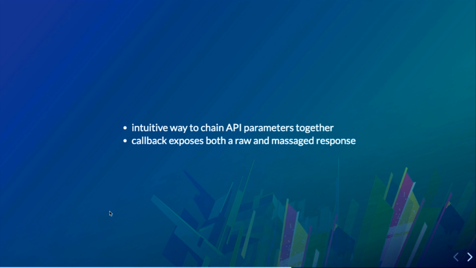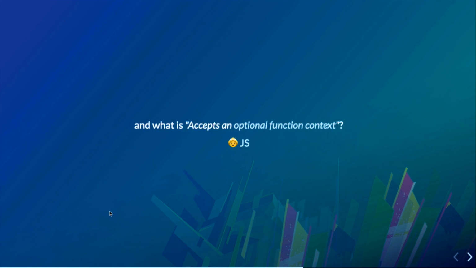So the tasks let you chain API parameters together. They make it a little bit more simple and straightforward to actually pass values so you don't have to know what's behind the scenes. And you can chain them together. And then you get back both a massaged response that Esri Leaflet's kind of formed in a way that we think you want. And if you want the raw response, you can get that too.